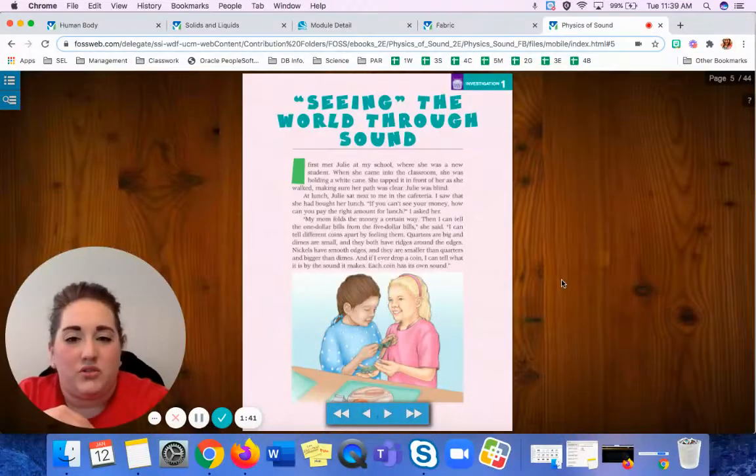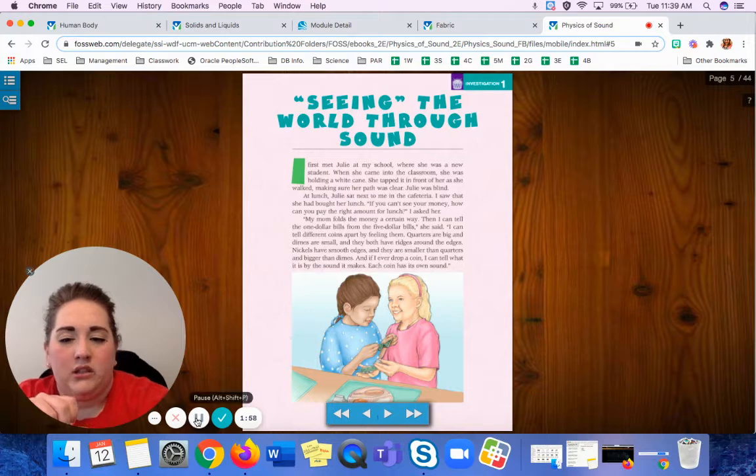I first met Julie at my school, where she was a new student. When she came into the classroom, she was holding a white cane. She tapped it in front of her as she walked, making sure her path was clear. Julie was blind. At lunch, Julie sat next to me in the cafeteria. I saw that she had bought her lunch.